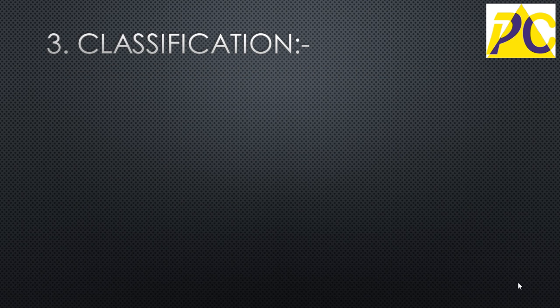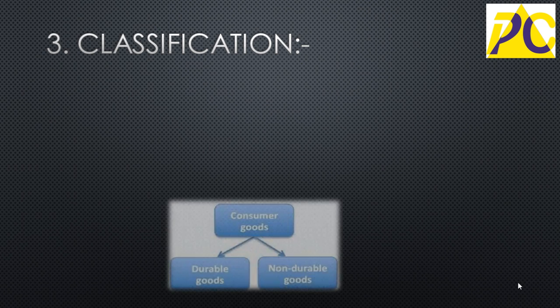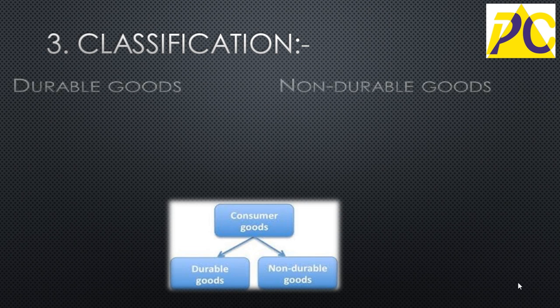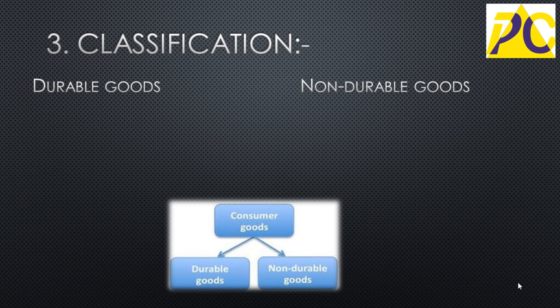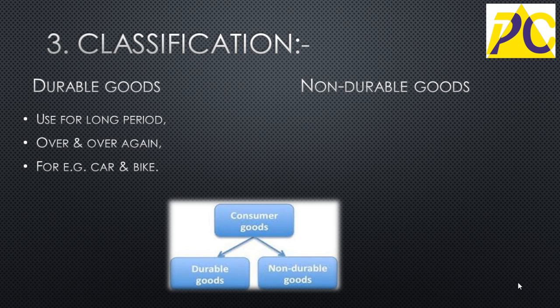Next point, the third classification, which is on your screen. Consumer goods are classified into two types, durable goods as well as non-durable goods. What are durable goods? The goods which are used for a long period of time over and over again. For example, car, bike, bed, whatever you want to write, are known as durable goods. On the other hand, non-durable goods are for a short period of time. They are one-time use. For example, milk and fruit.